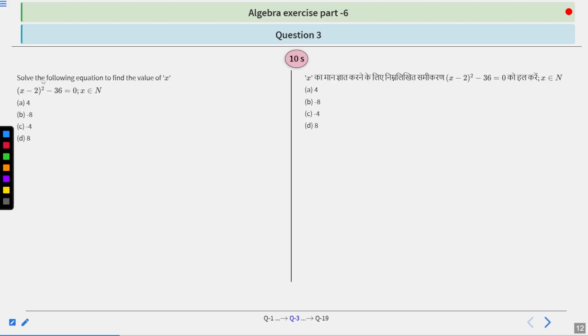Next, solve the following equation to find the value of x. And the equation is (x minus 2) whole square minus 36 equal to 0, and x belongs to the natural numbers N. And options are option A 4, option B minus 8, option C minus 4, and option D 8. These are the options, and I'm giving you 10 seconds to find out the correct answer. After that, I will do the solution.